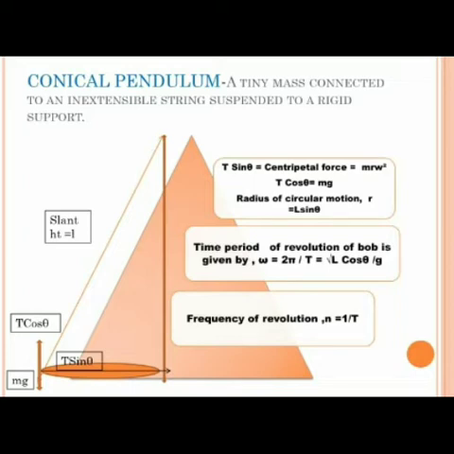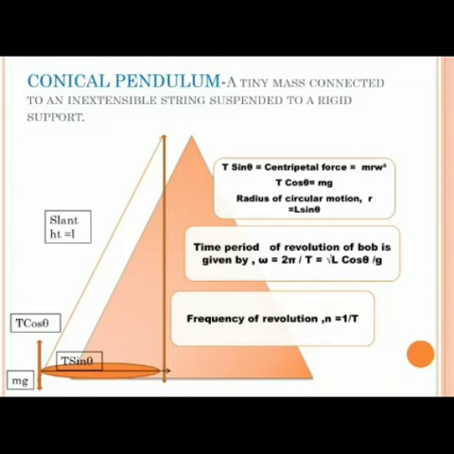Let us talk about the time period of revolution of the bob, which is related to omega, where omega is equal to 2 pi divided by T. The periodic time of a conical pendulum is the time taken to complete one circle of circumference 2 pi r, with the speed represented by small v. So the final formula for the time period of revolution of the bob is T equals 2 pi times the square root of L cos theta divided by g, where small g is the gravitational acceleration.